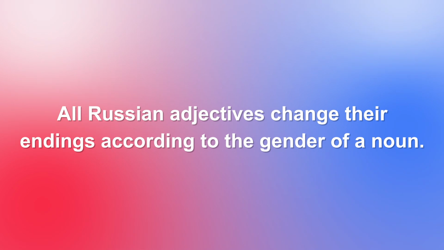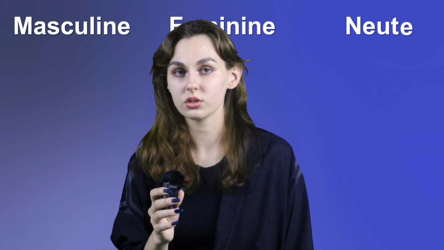An adjective in overall describes a noun, person, animal, phenomenon, thing, substance, and etc. We already know the genders of Russian nouns, so this topic will be familiar to you. All Russian adjectives change their endings according to the gender of a noun: masculine, feminine, or neuter.